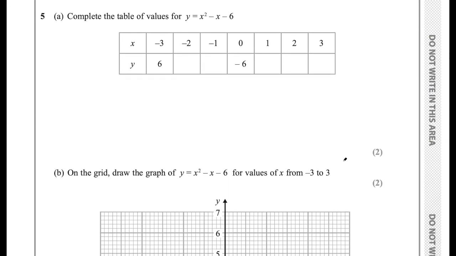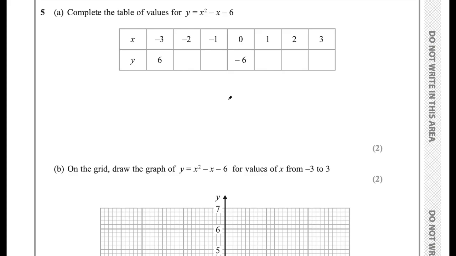Okay, on to question 5. Part A says complete the table of values for y equals x squared take x take 6. Okay, for a table of values, we want to take the x value and plug it into the equation. So they've done one for us, or they've done two for us. -3 squared take -3 take 6 will give you 6. So -2 squared is 4.